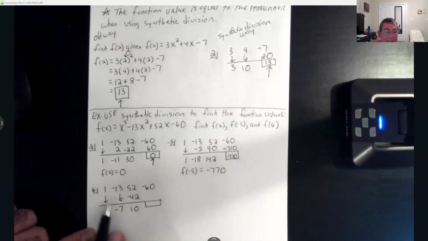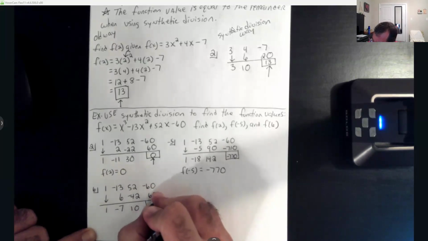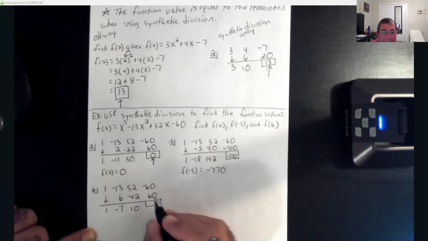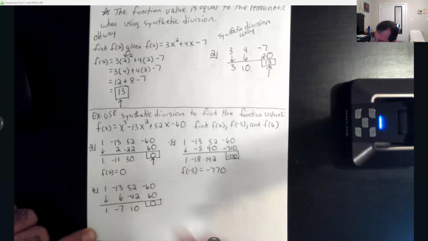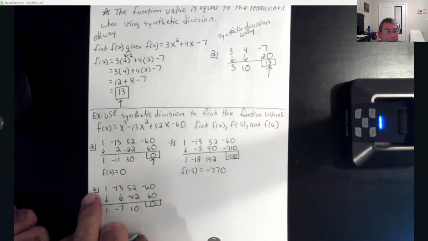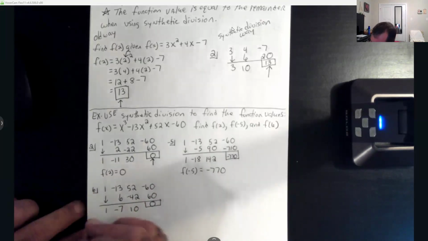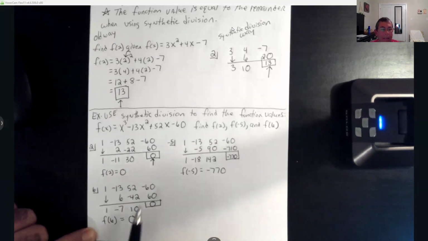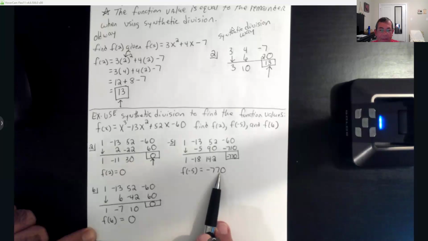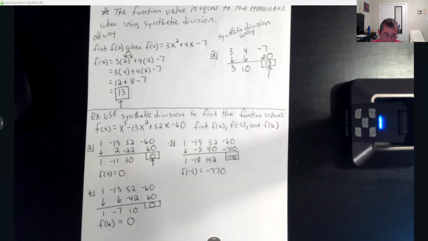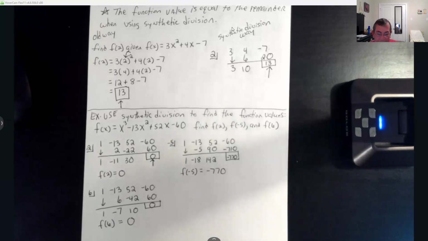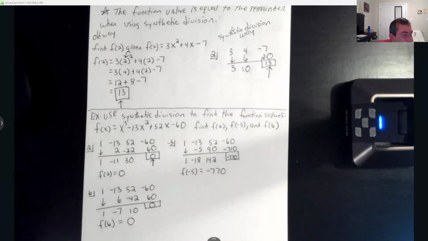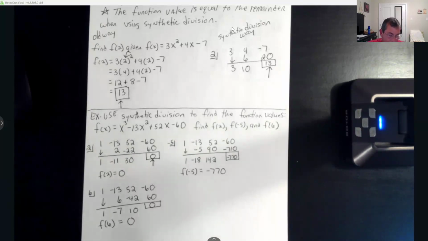And y'all look at that. 10 times 6 is 60. And negative 60 and 60 give me a remainder of 0. So that means f of 6 equals 0. Okay, so I got a 0 for one answer, negative 770, and then a 0. So y'all, that's the trick when you're looking at synthetic division. So let me pull my next one out here.